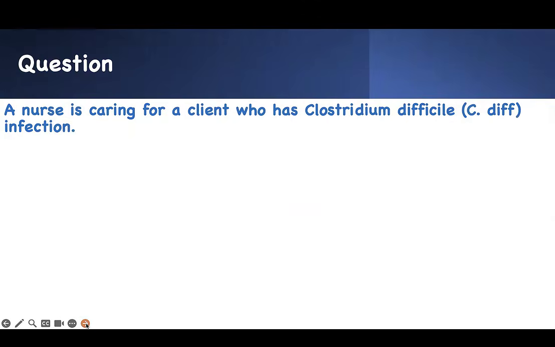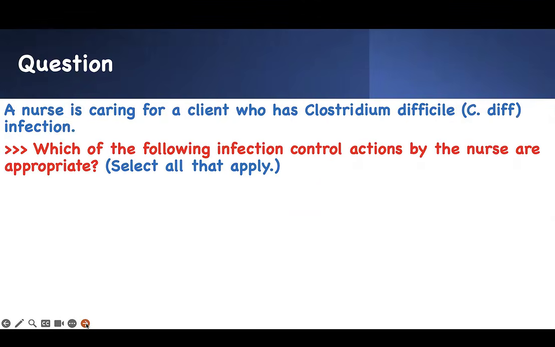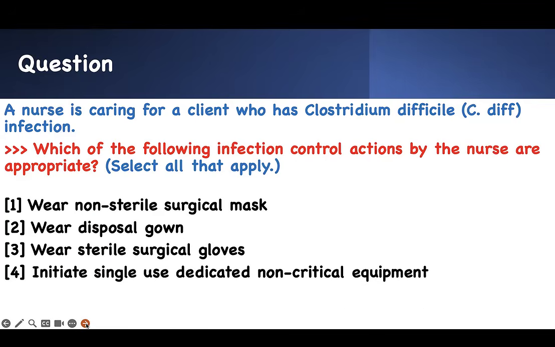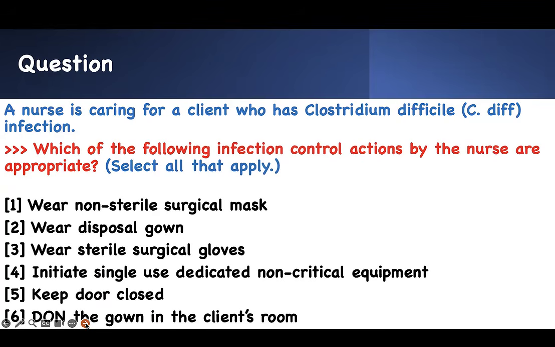Before that, let's look at this question. This is the way the question will be asked. A nurse is caring for a client who has Clostridium difficile. Which of the following infection control actions by the nurse is appropriate? Wear non-sterile surgical mask, wear disposable gown, wear sterile surgical gloves, initiate single-use dedicated non-critical equipment, keep door closed, and then don the gown in the client's room.